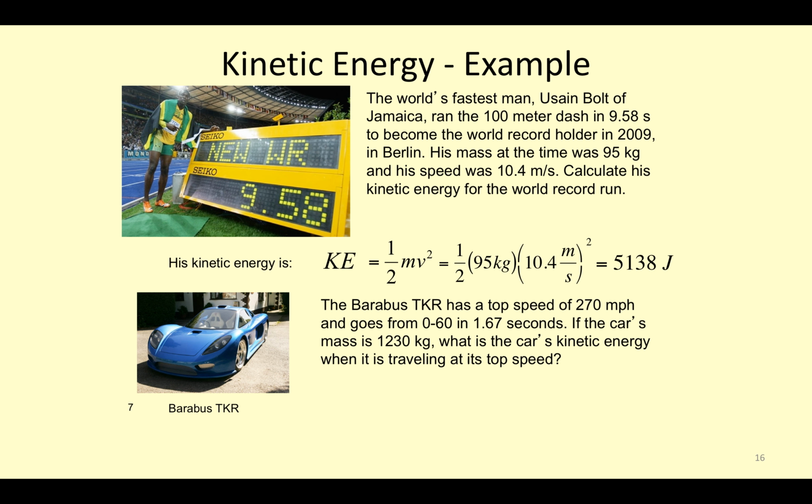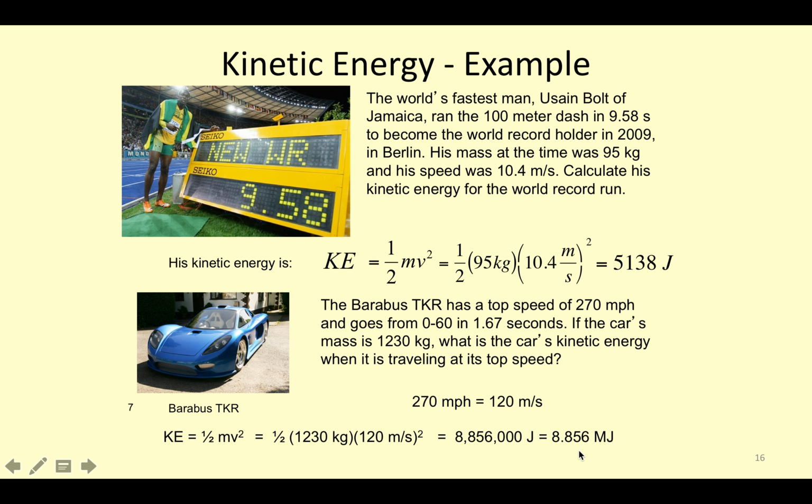The Brabus car, what's the kinetic energy when it's traveling at a top speed of 270 miles per hour, where you'd have to convert that. 270 miles per hour is about 120 meters per second. I'm not going to bother with the calculation on that right now. That's not important for us. Okay? And then we take kinetic energy, 1/2 mv squared, about 8.8 megajoules. This is 5 kilojoules, 8 megajoules, about 1,000 times more kinetic energy. Why? Much faster, much more massive. But you get all your energy in the speed because it's the squared item.